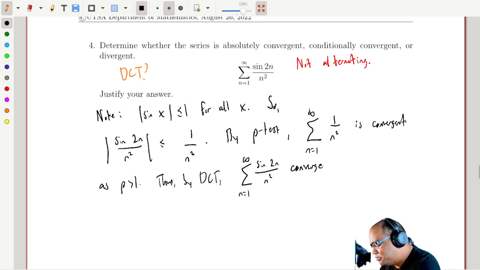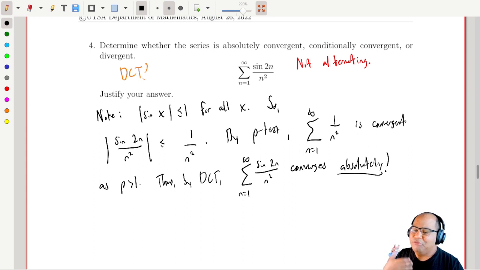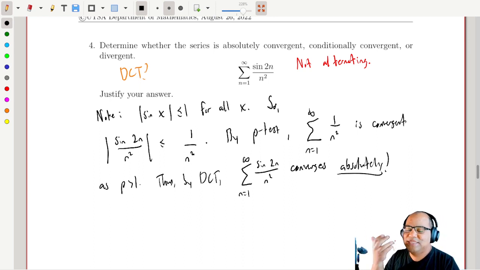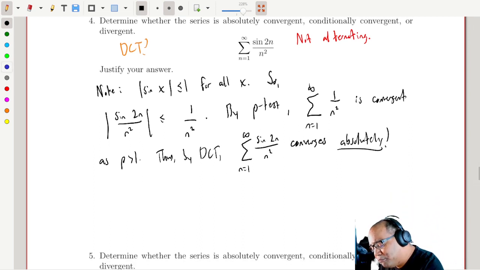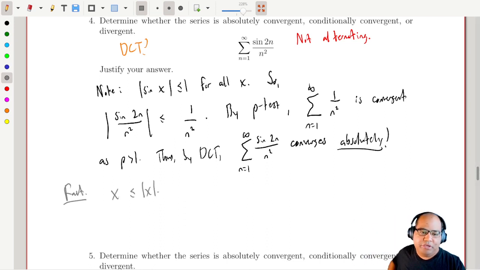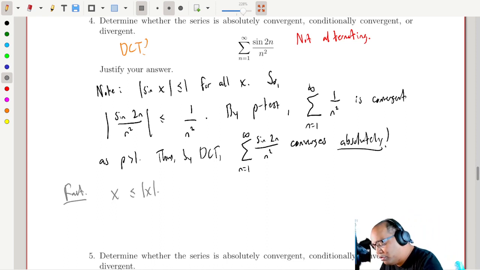But not only does it converge, it converges absolutely. Now, remember what the direct comparison test says. If I can bound my summands from above by a sequence whose sum is convergent, then the smaller one must converge as well. Here, we also use a fact, which I'll just mention in passing, that x is always less than or equal to its absolute value. And so we have the following string of inequalities here.